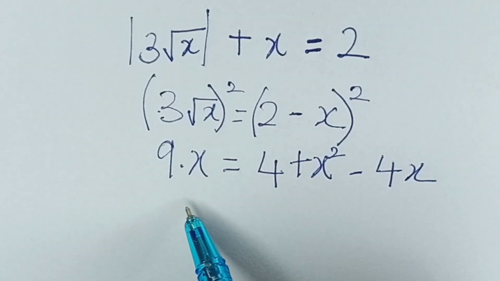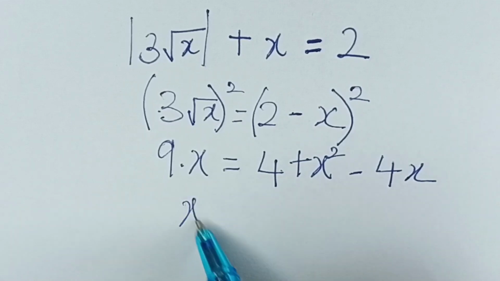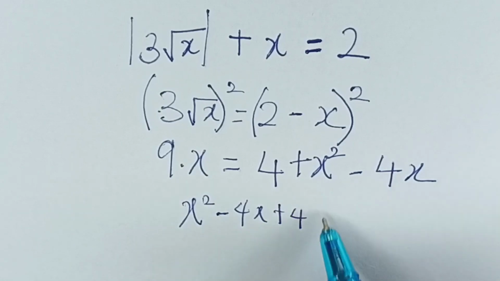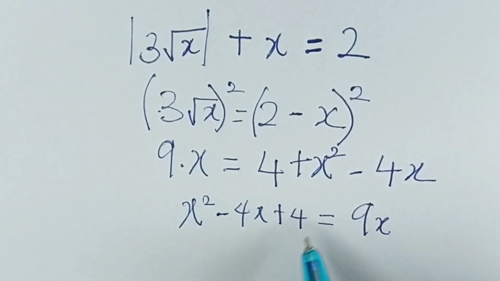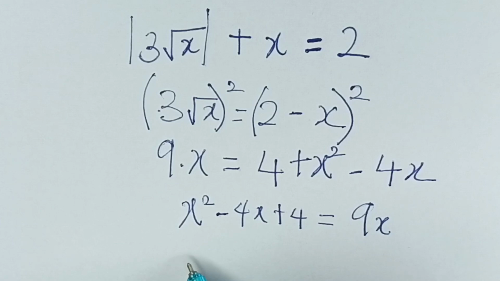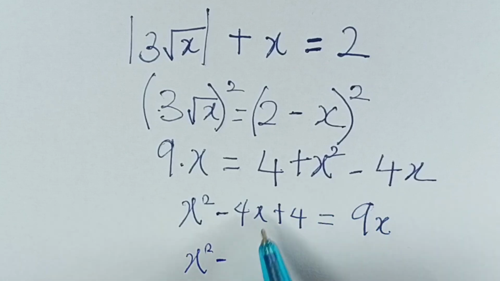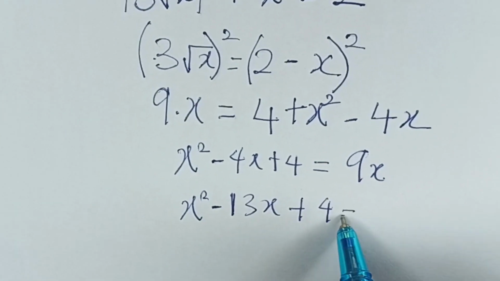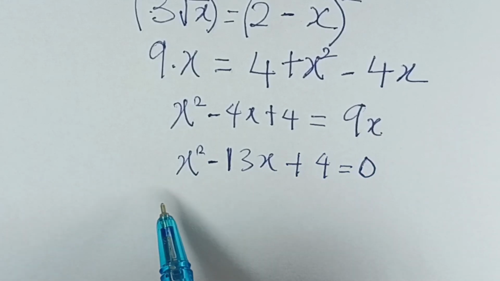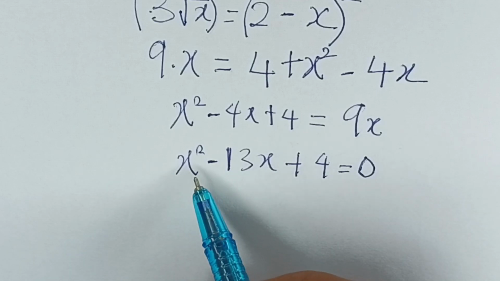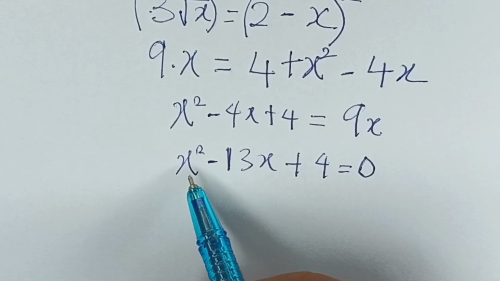Now this means that x squared minus 4x plus 4 is equal to 9x. Hence we have that x squared minus 4x minus 9x, which is minus 13x, plus 4 equal to 0. Now at this point we can decide to solve this quadratic equation to get the two values for x.